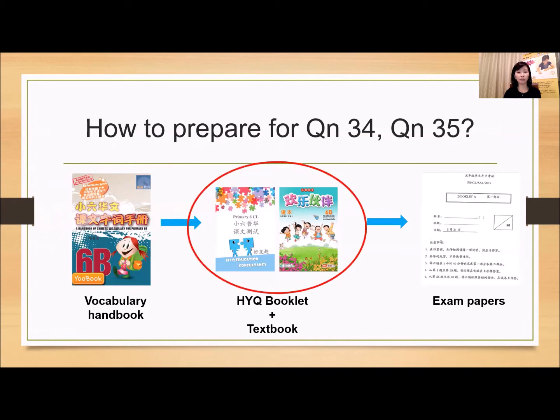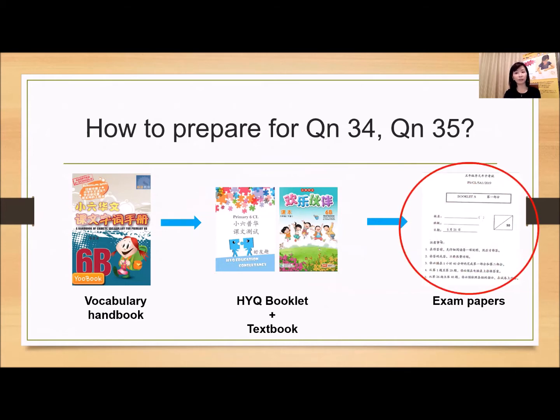So you will be required to use the textbook as well as the HYQ booklet to let them practice. It is a skill. This kind of vocabulary searching skill is a skill that you need to let them practice. Through practice, it gets better. Then after they have mastered this skill, you may let them do exam papers. I recommend for this section, open-ended comprehension questions, that you let your children use exam papers, because if you use assessment books, sometimes the difficulty level can be quite hard.